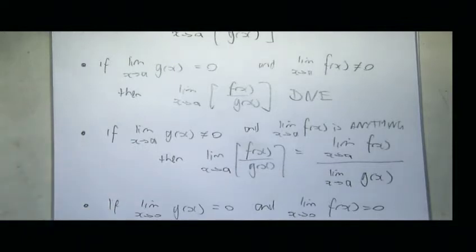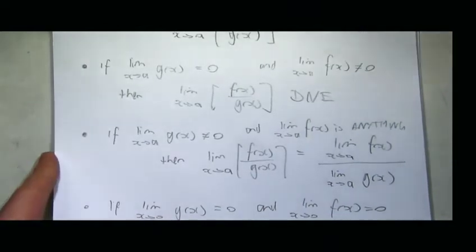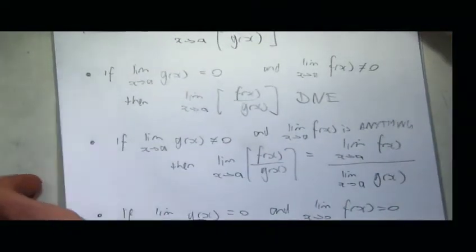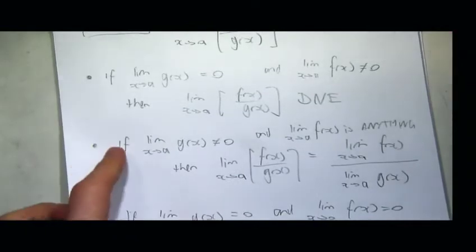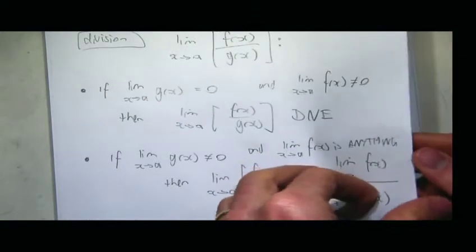And if they're both 0, what do you do now? That's what I'm going to talk about now before I move on to the very last limit law. So if they are both 0, yep.